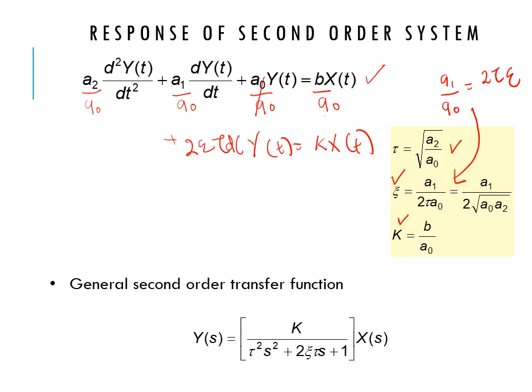2 lambda tau dy(t) divided by dt. Then a2 divided by a0. If you rearrange, you get tau square equals a2 divided by a0. So tau square d2y(t) divided by dt square. So this is the equation that you get.